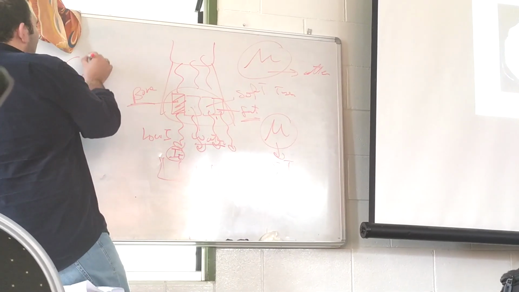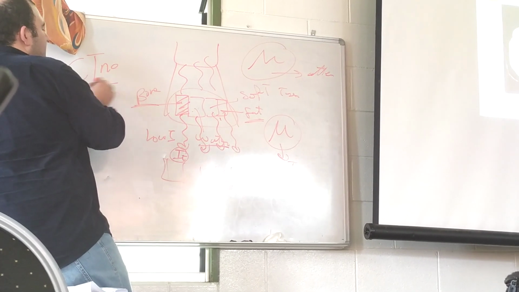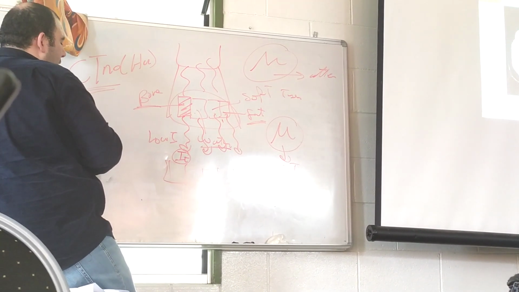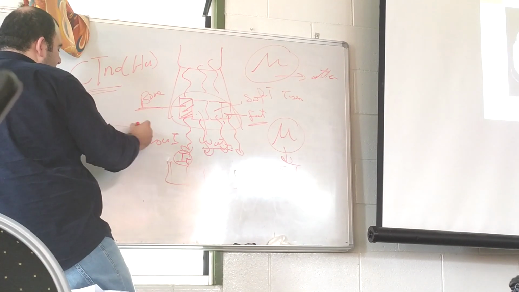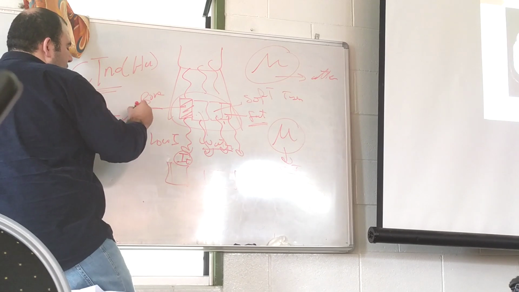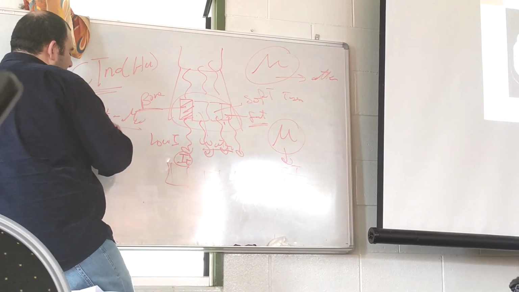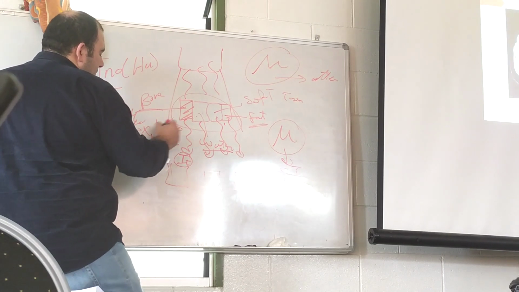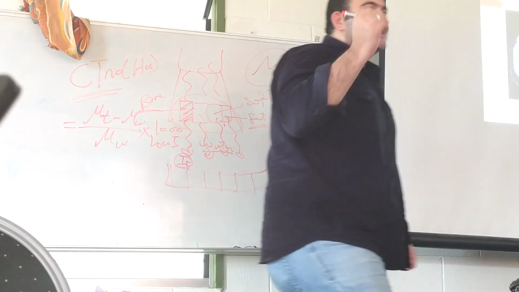So you will calculate what's called the CT number or Hounsfield unit. The CT number or Hounsfield unit is mu for tissue minus mu for water, divided by mu for water, multiplied by 1000. This is the CT number.